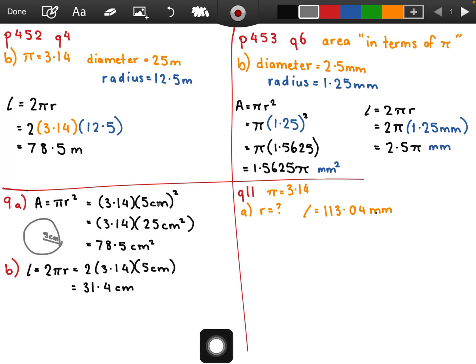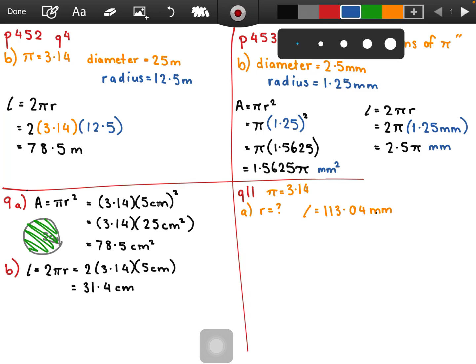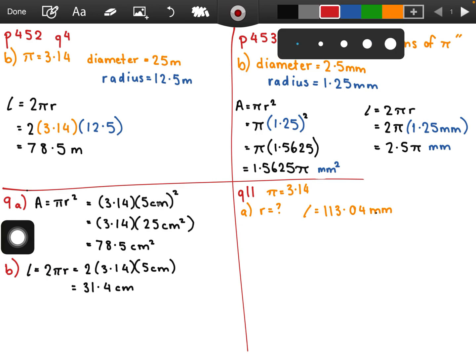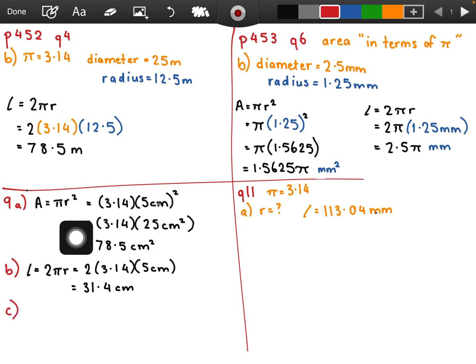Okay, so recall if we have a circle like this, and it has a radius of 5 centimeters, then the area that I've found here, the 78.5 centimeters squared, is this whole circle's area. Now it's just a semicircle, so it's a half circle. With the exact same radius, we just want to half the green area that we found. So all we need to do in part C is half this area that the full circle takes up.